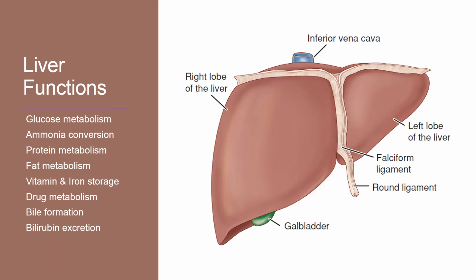Gluconeogenesis occurs when amino acids are used to synthesize glucose in cases of hypoglycemia. Ammonia conversion. So this is a byproduct of gluconeogenesis. The liver converts ammonia into urea, and then that is excreted in the urine. Ammonia is produced by bacteria in the GI tract.